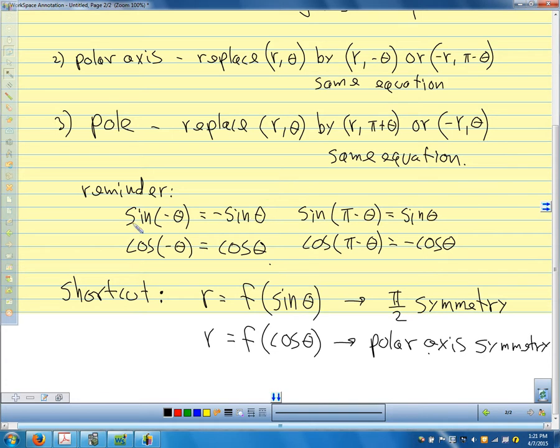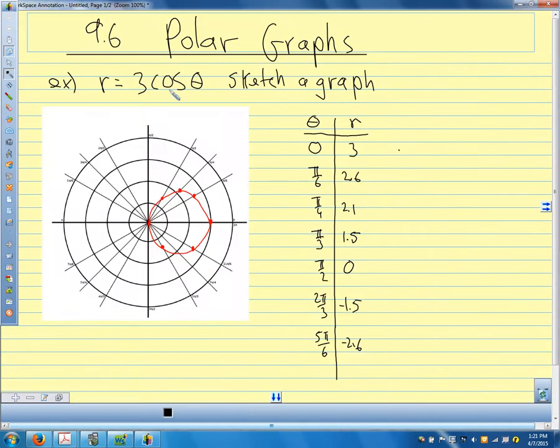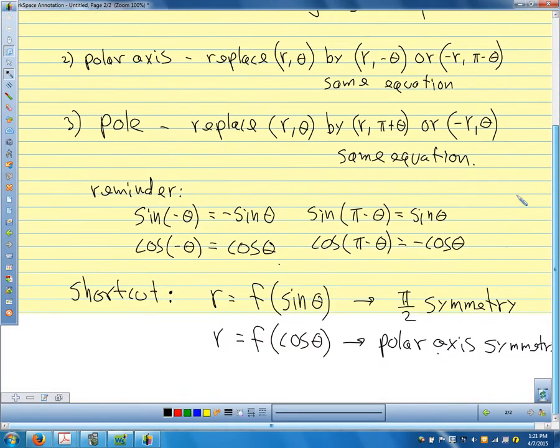So if we look back at our example that we just graphed, this is just a function of cosine theta. We have symmetry about the polar axis. So what we could have done, if we knew that beforehand, we could have just graphed the top half, and we know it has polar axis symmetry, so we would be able to just transfer the points to the bottom half. So that's one way we can use symmetry to help us sketch graphs. Usually these shortcuts are going to help us out enough to figure this out.